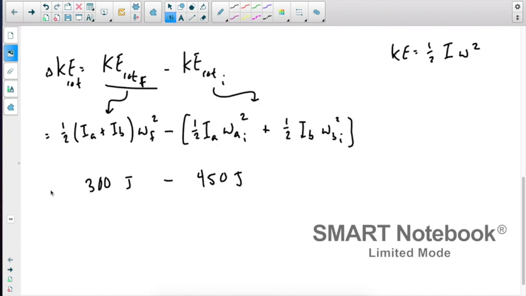So it looks like my change in rotational kinetic energy, of course, as we expected, went down by 150 joules. Looks like about a third of the initial went away, right? So where does the energy go?